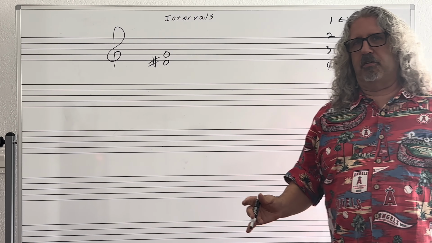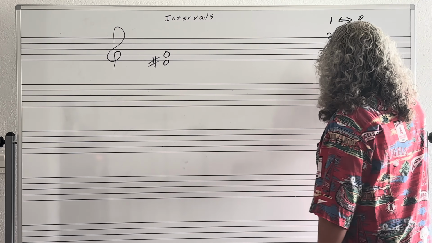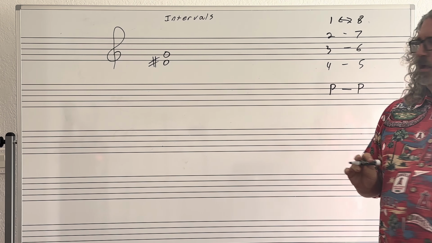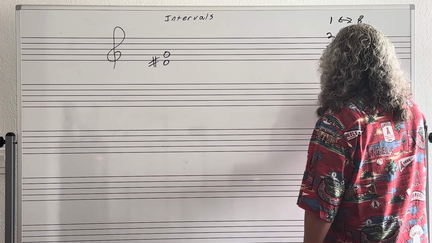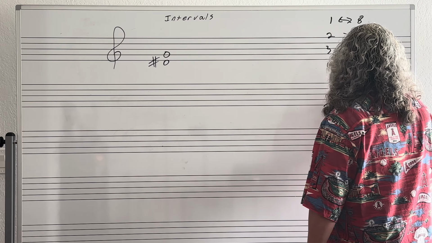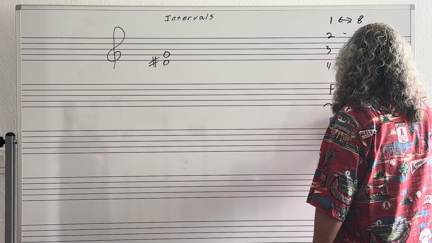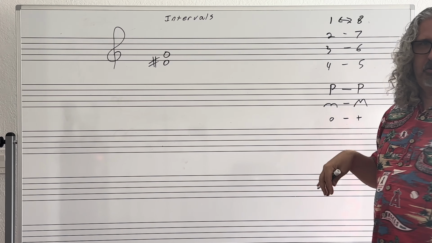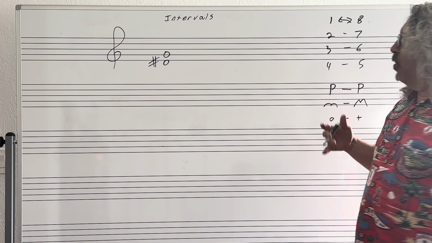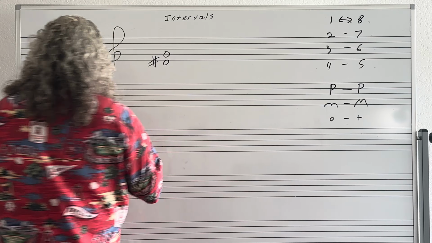But there's something else that you should learn also. A perfect quality will always stay perfect. They will never change on an inversion. However, your minors will turn into majors, and your diminished will turn into augmented, and vice versa when you do an inversion. So how can we use that interval to help?